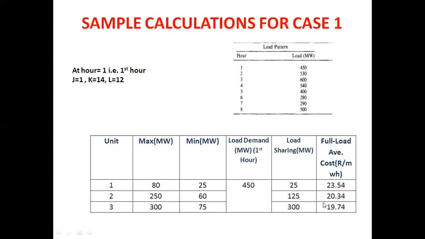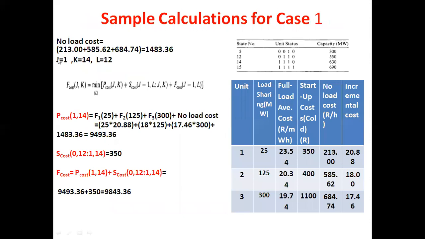So here again, from the concept of full load average cost, the minimum value of the full load average cost is for unit 3, so it will share the maximum, that is 300, and the remaining 150 will be shared by units 1 and 2. From these two, unit 1 has the maximum full load average cost, that is 23.54, so it will run at its minimum value, that is 25, and 125 will be given by unit 2. So that is for the state k equal to 14 and hour j equal to 1. So the simple no load calculations are these three.